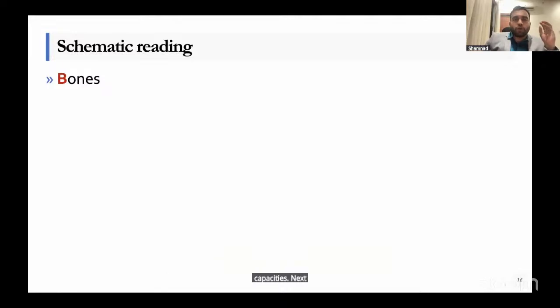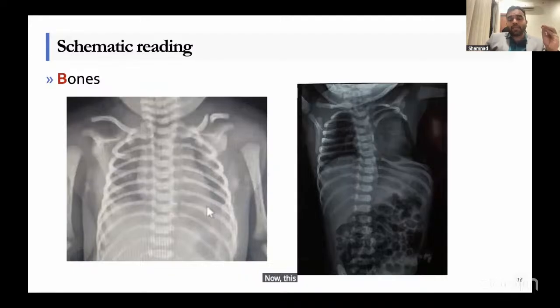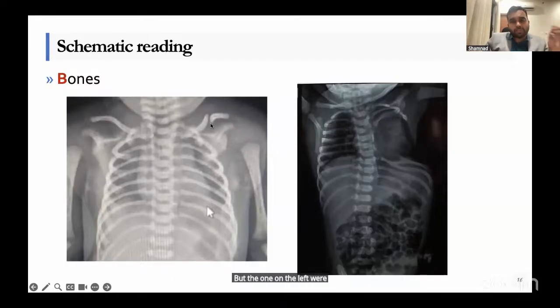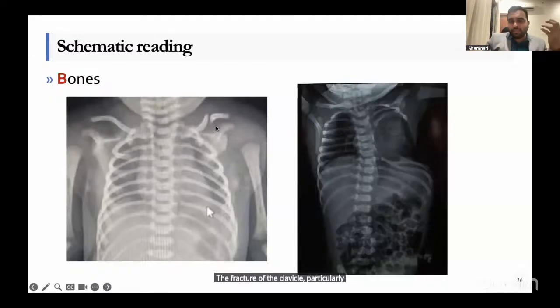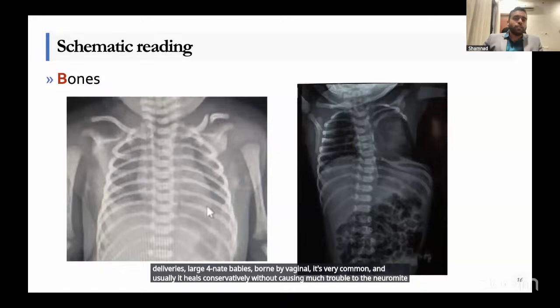Next, what you comment on is the bones. Again, many a time the one on the right is easily identified, where you have a congenital absence of the ribs. But the one on the left, even if you know the history, sometimes you may miss this. It is a fracture of the clavicle, particularly in big babies, instrumental deliveries, large babies born by vaginal route. It's very common, and usually it heals conservatively without causing much trouble to the neonate. You only need analgesics. So after airway, look at the bones.